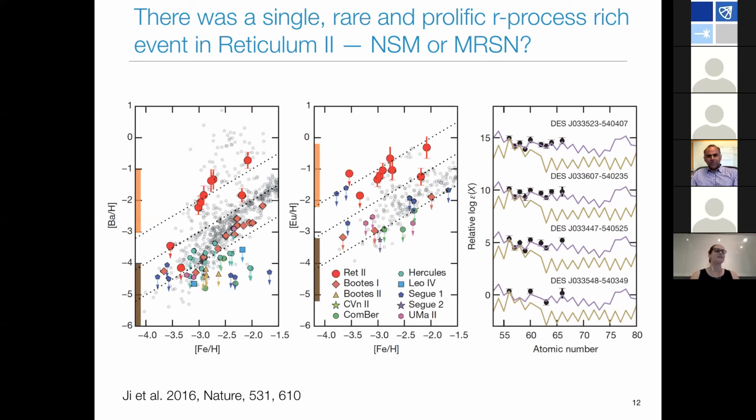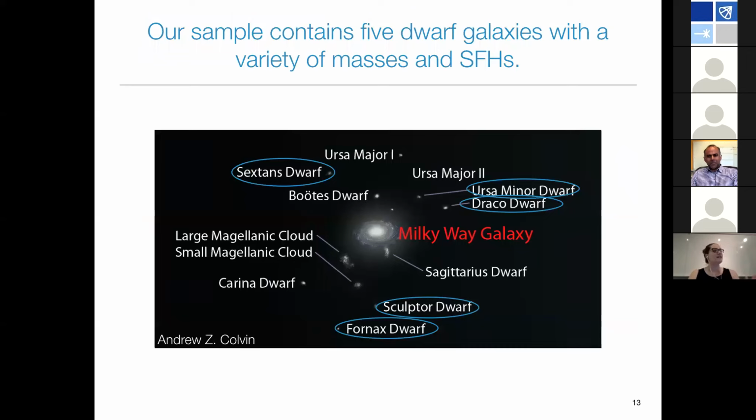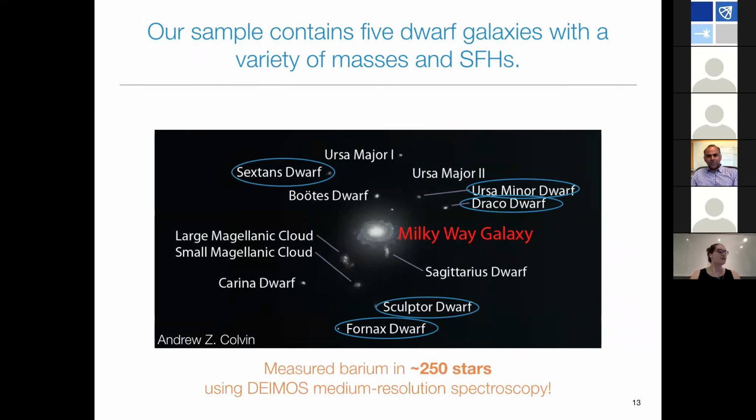And really you need to observe many R process events in order to tease out the typical timescale of this R process enrichment. And so we have looked at this by looking at the abundances in 5 different dwarf galaxies with a variety of masses and star formation histories. And we use my barium measurements that were published last month, which was the largest sample of barium measurements in dwarf galaxies to date, with a total of almost 250 stars.